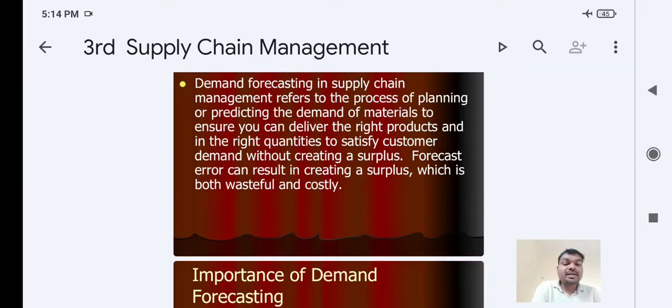In that we have to plan that the right material should be provided at the right place in the right quantity, and if we are unable to provide the material in the right quantity and right place, then there will be a surplus. Surplus means excessive material is provided where there is no need. Then it creates waste, and it will create a loss in the production of the product.